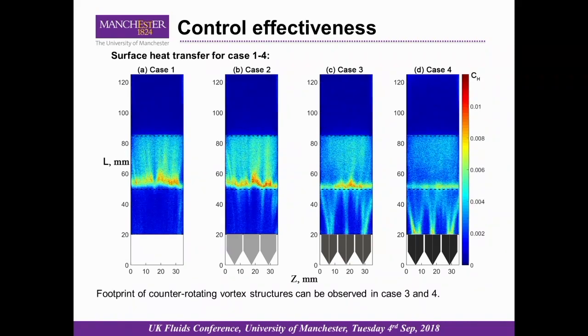And also from the surface heat flux, we can see that some heat flux structures can be observed existing in pairs behind each of the strip. And we assume these are the footprint of the counter-rotating vortex structures induced by the riblets.